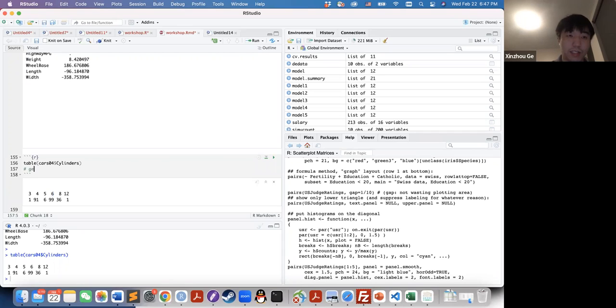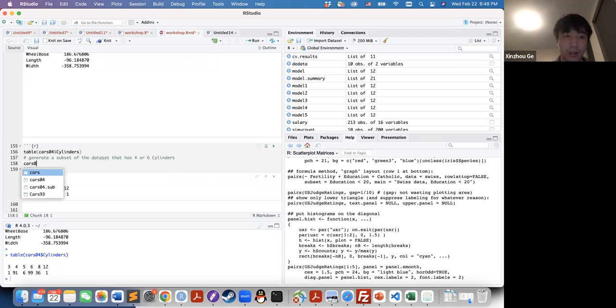So first, we generate a subset of the dataset that has 4 or 6 cylinders. And we can do this by using the subset function. So here we make cars.sub as the sub dataset, which only has cars that have either 4 or 6 cylinders, because they are the majority and we are only interested in those cars.